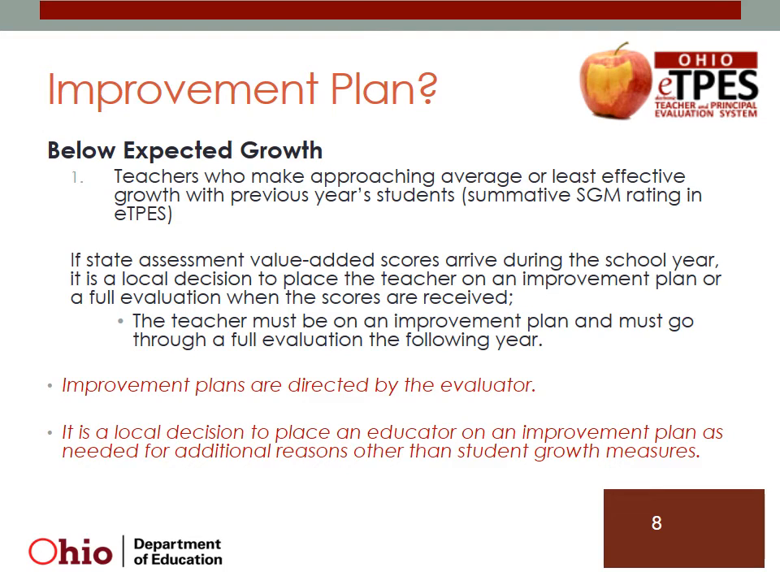If the state assessment value-added scores arrive during the school year, it's a local decision to place the teacher on an improvement plan or a full evaluation when the scores are received. But the teacher will then be on an improvement plan and must go through a full evaluation the following school year. Improvement plans are always directed by the evaluator, and it is always a local decision to place an educator on an improvement plan as needed for additional reasons other than the student growth measure rating.